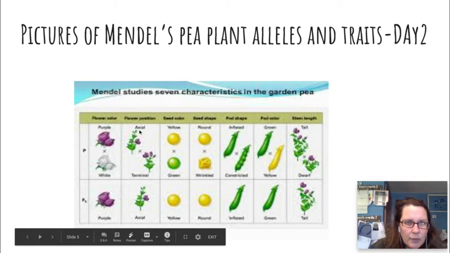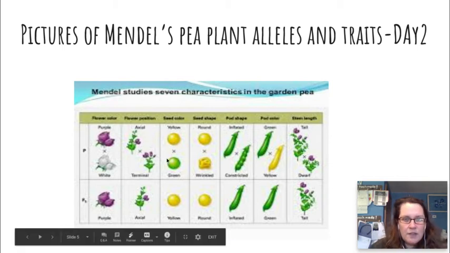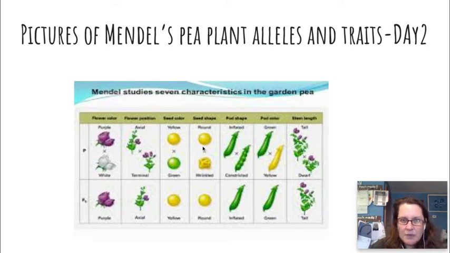So we have the flower color right here, the position of the flowers, the seed color, and the seed shape. If you ever look at peas, sometimes they're a nice round shape, and sometimes it looks like they have little dimples in them. They describe that as being wrinkled. The pod shape, I can't read what this says. This is blurry. Sorry about that. And then something else. All of these up here are the traits that he studied, but what it shows here are the alleles of those traits.